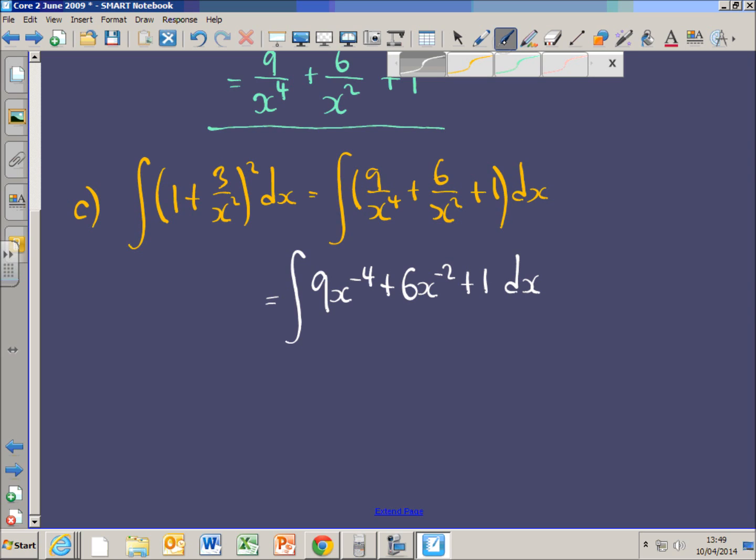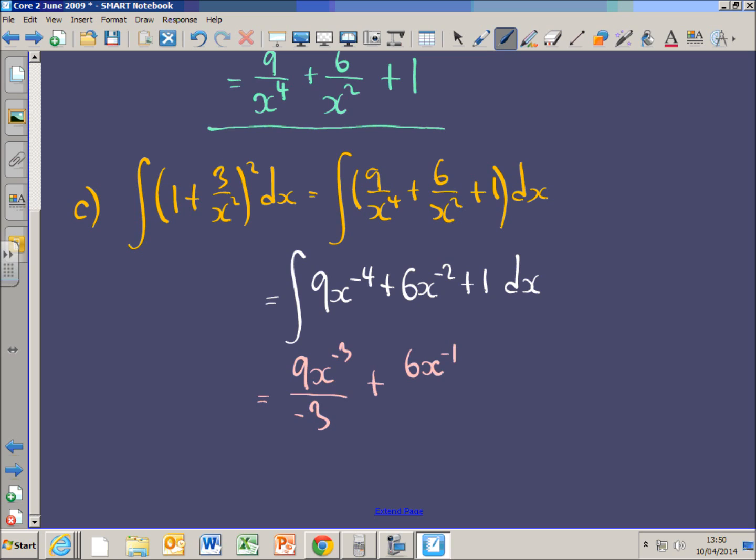So, can I get someone to do the integration then, please? What about Kat? Can you do this? How does the integration work, right? Add 1 to the power, so it's now going to be 9x to the power of... And then what do I do? Divide by the new power. Okay, and the next one then? 6x to the minus 1 divided by minus 1. And what happens to the 1? Just goes to x, yeah? And what else? Plus c.